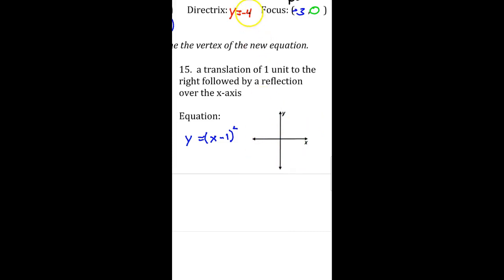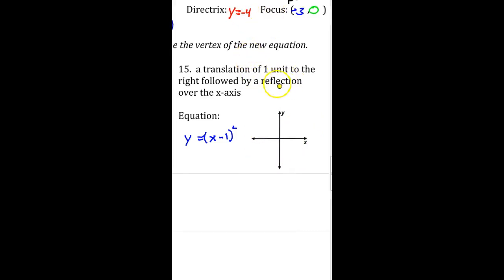So you want to take this phrase right here, reflection over the x-axis, and translate it into opens down. Okay, same thing. So that just means that p-value needs to be negative. So we'll have, let's see here, 1 unit to the right and opening down. Yeah, just something like that. And that will conclude this video.